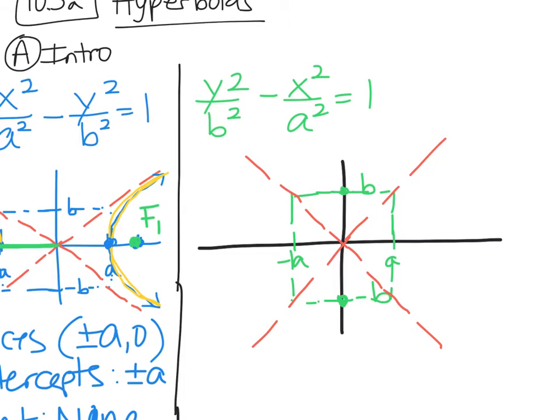Now, if y is first minus the x squared, then your graph is going to go up and down. It goes through b and through negative b on the y-axis. It goes actually through those points, and that's what the graph looks like. I'll draw it in yellow. I know there's a lot going on here. There's a rectangle, there's asymptotes, but the graph is simply just the yellow part, going up and down because y is first.